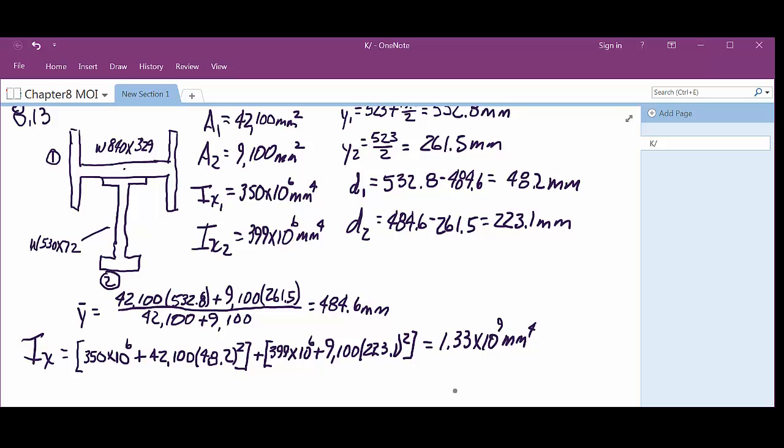Josh? Where'd you get the 350 from? The 350 times 10 to the 6 was right back here. And switch. 340 by 329, correct? No, it's an 840. Yeah, 840 by 329. It comes back up here.